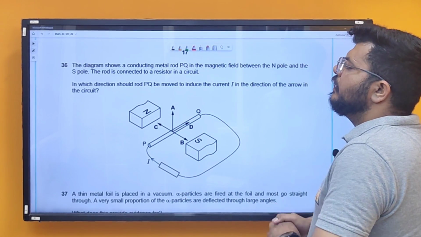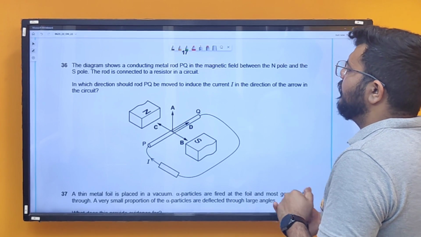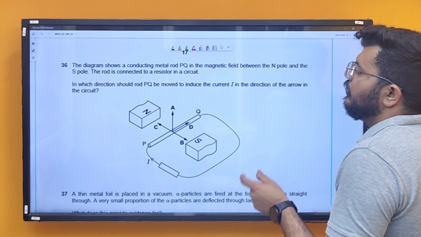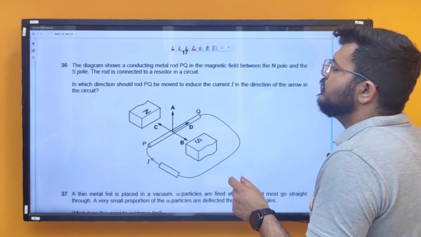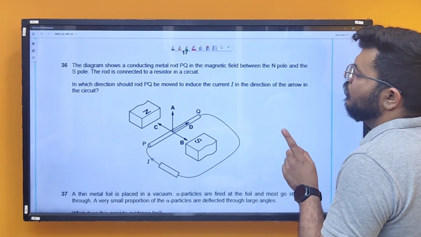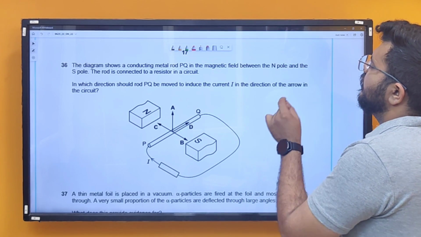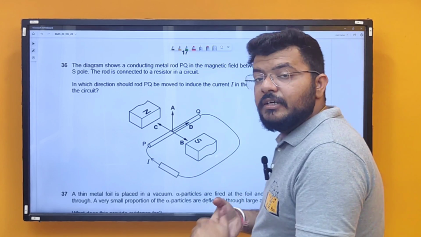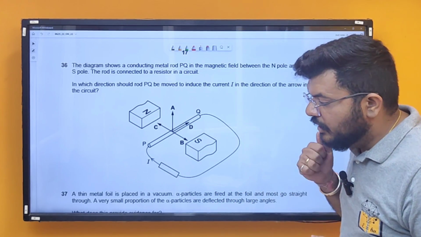The diagram shows a conducting metal rod PQ in the magnetic field between the North Pole and the South Pole. The rod is connected to a resistor in a circuit. In which direction should rod PQ be moved to induce current I in the direction of the arrow in the circuit? So what is this? This is a generator. For a generator we use the right hand rule.